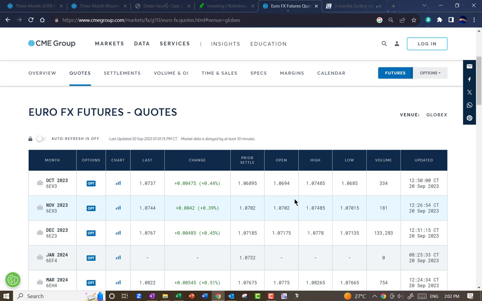My natural position is €1 million long. So if euro goes up by 1 tick, which means the 4th decimal point, that's what we call a tick. Some people call it a pip, but I like the tick better. Pip is more for interest rates.